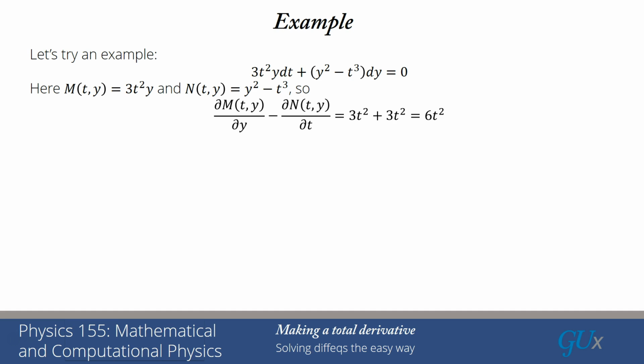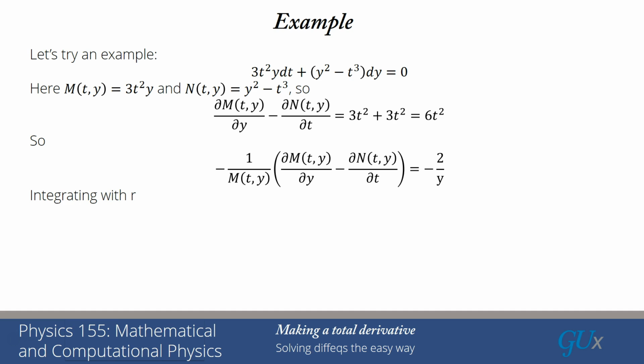But if I take 6t squared, now you can take a look. If I took that and I divided it by n, that is not a function just of t, so that one isn't going to work. But if I divide it by m, the t squareds cancel, and you see that's just a function of y. So when I divide it by m, I do get something that's just a function of y, and now we can use our techniques to find the integrating factor. So minus 1 over m times (dm dy minus dn dt) is equal to minus 2 over y. Now what do I have to do? I have to integrate that and take the exponential of it. So we're going to integrate it.